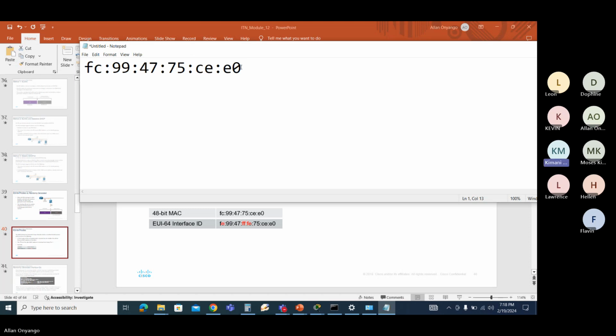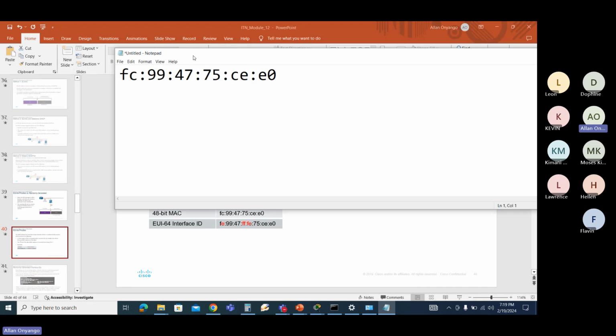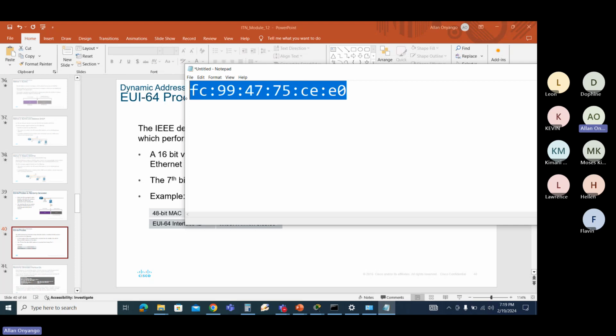How many are they in total? Two times six? 12. We have a total of 12 hexadecimal numbers here. Remember, it's only IPv6 addresses and MAC addresses that use hexadecimal numbers. Only two addresses. And by the way, what is 4 times 12? 48. A MAC address has 48 bits in total. If you convert all this, we'll get 48 bits.